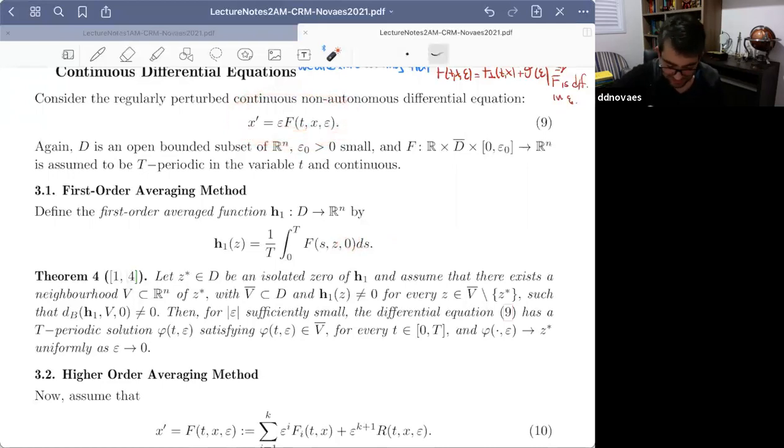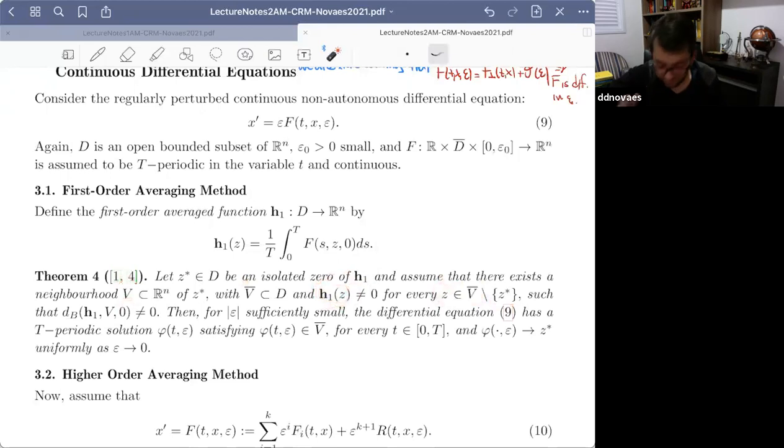And the answer is yes. So this is the theorem. Let z star be an isolated zero of the first order averaging function, and assume that there exists a neighborhood V of z star, with the closure of V contained in the domain, and such that the first order averaging function is distinct from 0 for every z in the closure of V minus z star.